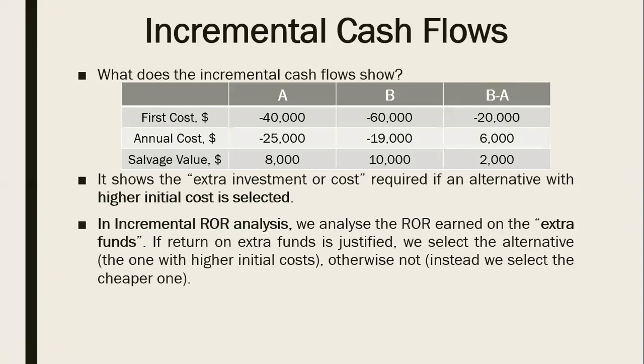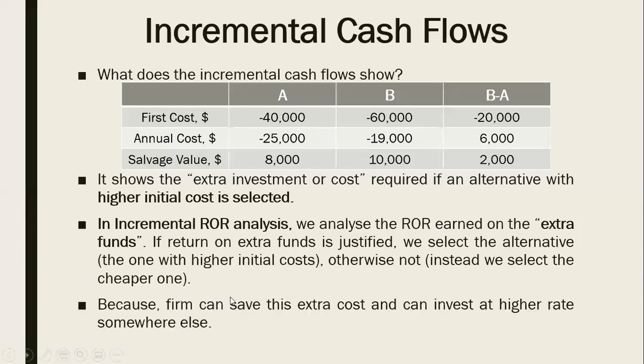In incremental ROR analysis, we analyze the rate of return earned on the extra funds. Meaning in case of incremental analysis, we'll use these values to calculate rate of return rather than these values. If return on extra funds is justified, we select the alternative, the one with higher initial cost. Otherwise, not. Instead, we select the cheaper one. If justified, we'll select B, otherwise we'll stick to A, because the firm can save this extra cost and can invest at a higher rate somewhere else to earn some money.